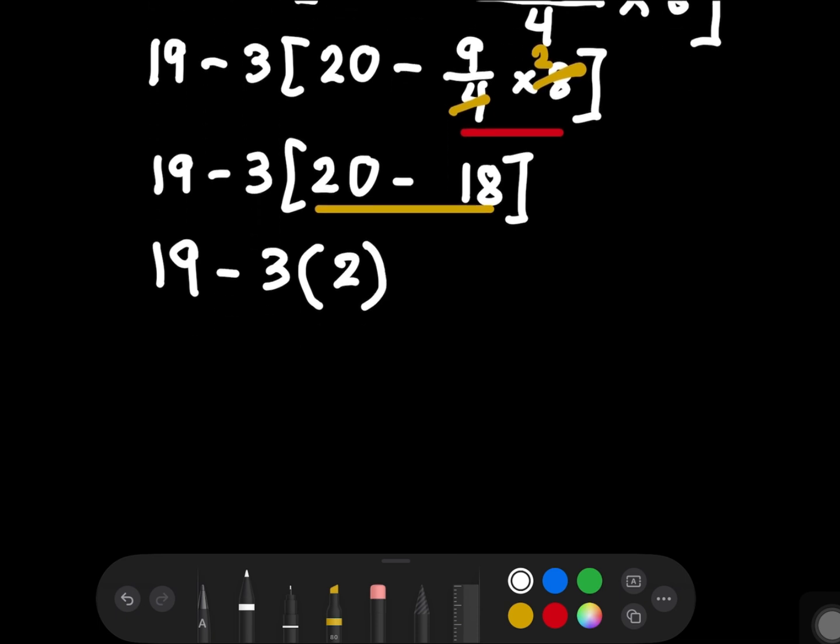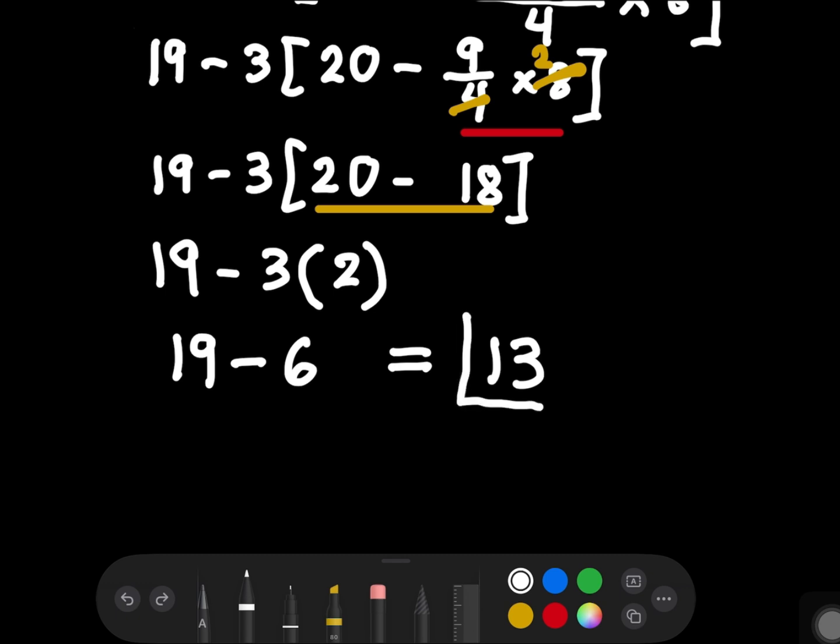And then simplify 3 times 2, because we have to follow the left to right even if it is BIDMAS. So 19, 3 times 2 is 6, so 19 minus 6 is equal to 13, and that's the answer.